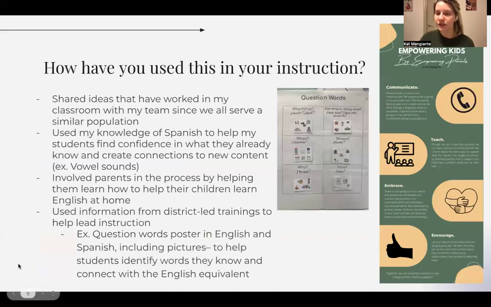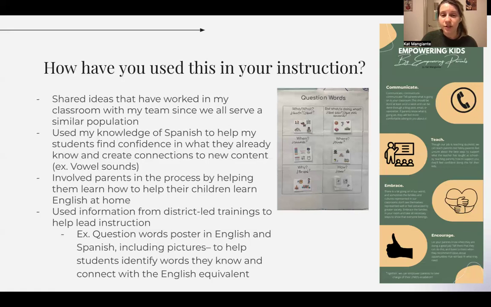So, how have I used this information in my own instruction? Over the last 2 years, I have taught 18 ELL students who spoke Spanish, Vietnamese, Korean, Arabic, and Portuguese. And these are some ways that I have used what I've learned to benefit my students. So I've shared ideas that have worked in my classroom with my team since we all serve a similar population, especially this school year. For example, one thing that we did was anytime that we share or create a resource that we really like, we put them all in the same Google Drive so that everybody has access to it.